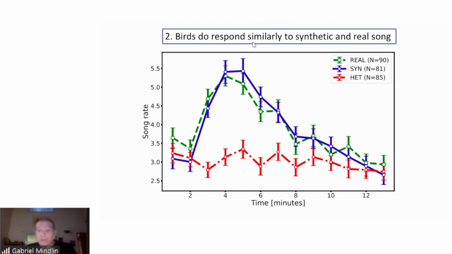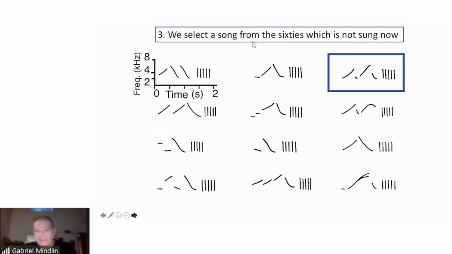As you can see, the real songs and the synthetic song are equivalent for the birds. But if you play the synthesis or the recording of a bird of another species, they couldn't care less. They keep on singing. They're only concerned with vocalizations of their own species. It would make sense. So we took from our sketches by Noto a song that was not present.